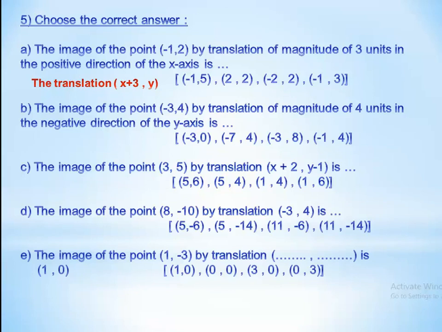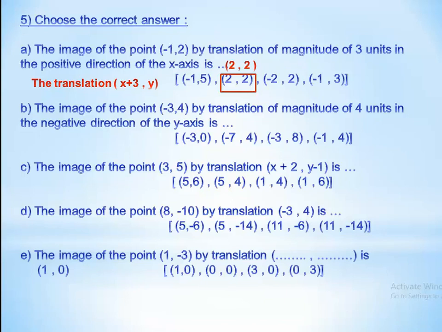Let's calculate it. So the point plus the translation. Negative 1 plus 3 will be 2, and y is fixed, so 2 and 2. So the choice is 2 and 2. Let's see the other one.